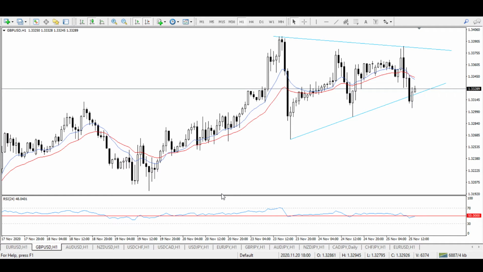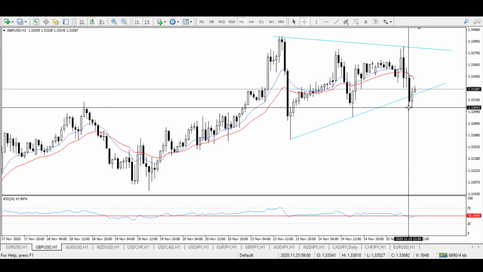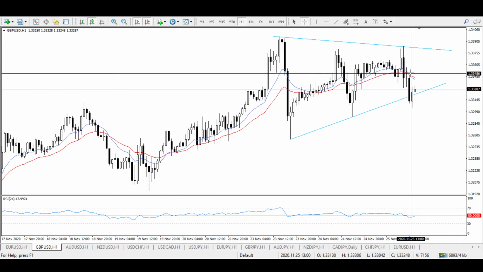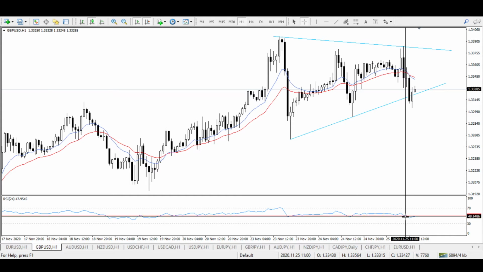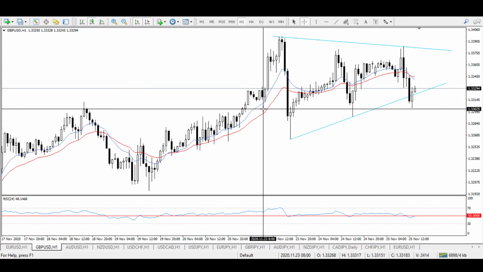I didn't include in the last video that there was some technical criteria to be met by the market, and that was the RSI crossover and moving average crossover. The moving average crossover also took place here. The RSI crossover took place simultaneously. All the criteria on this 1 hour time frame was met by the market.